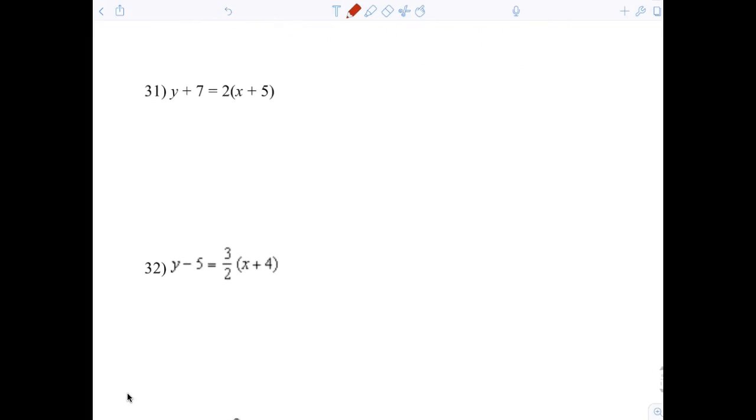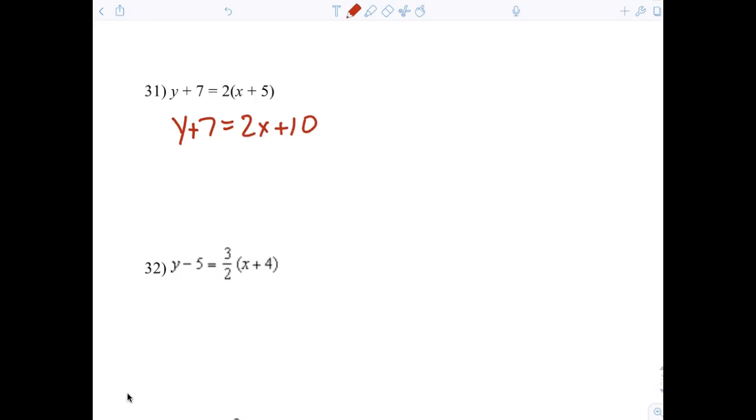31. Okay, I want you to tell me what to do first. Okay, so you move the y. So that's minus y. Wait a minute, wait a minute, sorry, distribute. Yeah, so distribute. So go ahead. 2x and then minus y. So y plus 7 equals what? y plus 7 equals 2x plus 10. 2x plus 10. Now what?